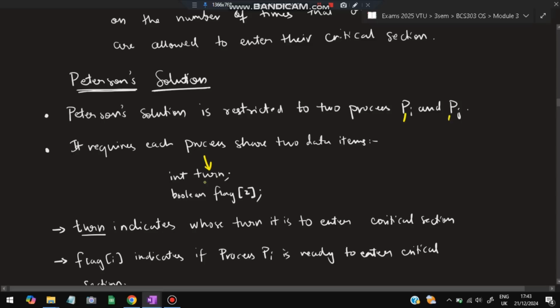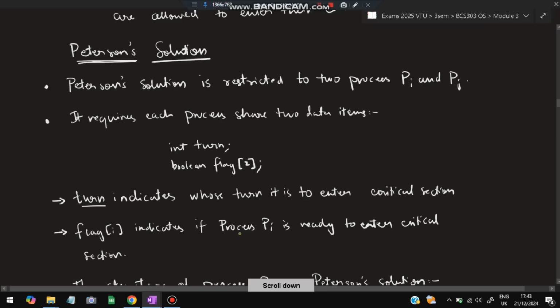Int turn is a variable of type integer, and flag is an array variable of type boolean. What do these two do? Turn indicates whose turn it is to enter the critical section. If turn's value is i, pi will enter. If turn's value is j, pj will enter.